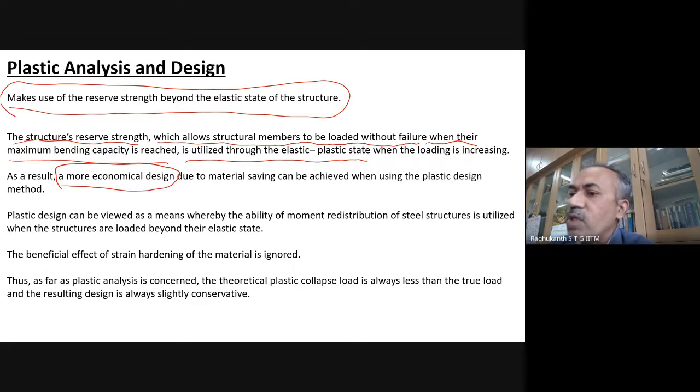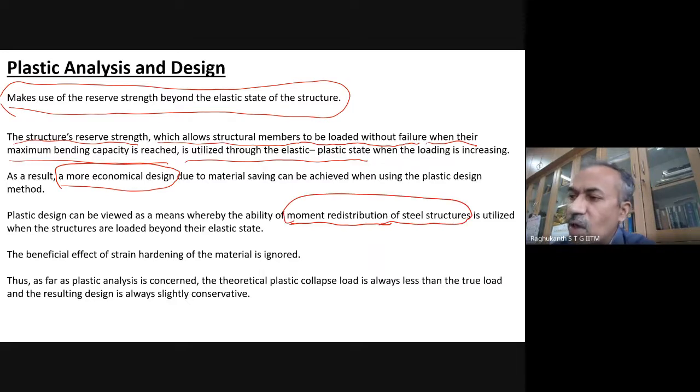And plastic design is essentially moment redistribution. At one place the hinge gets formed, say, and if it is an indeterminate structure, the bending moment diagram gets redistributed, and it still tries to carry the load. So plastic design is something like moment redistribution of our steel structures. We will see this after this.